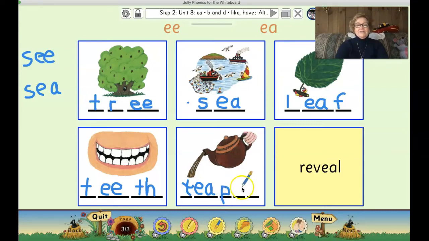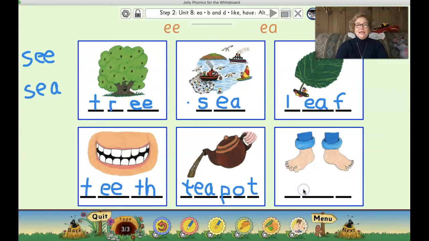Remember, ah? And another T at the end. Wow, can you read that long word? Teapot. Teapot. All right, one more word to write here.